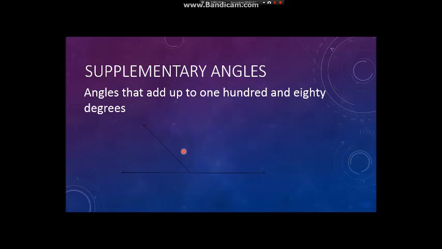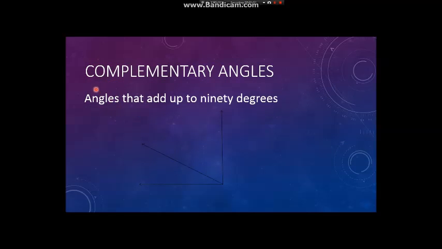Supplementary angles. Angles that add up to 180 degrees. See, this is a straight line. And remember, they are made out of rays. But it creates, the straight line is 180 degrees. But let's say, no, this is not accurate. But this is 50 degrees. So this side would be 130 degrees, making a supplementary angle.